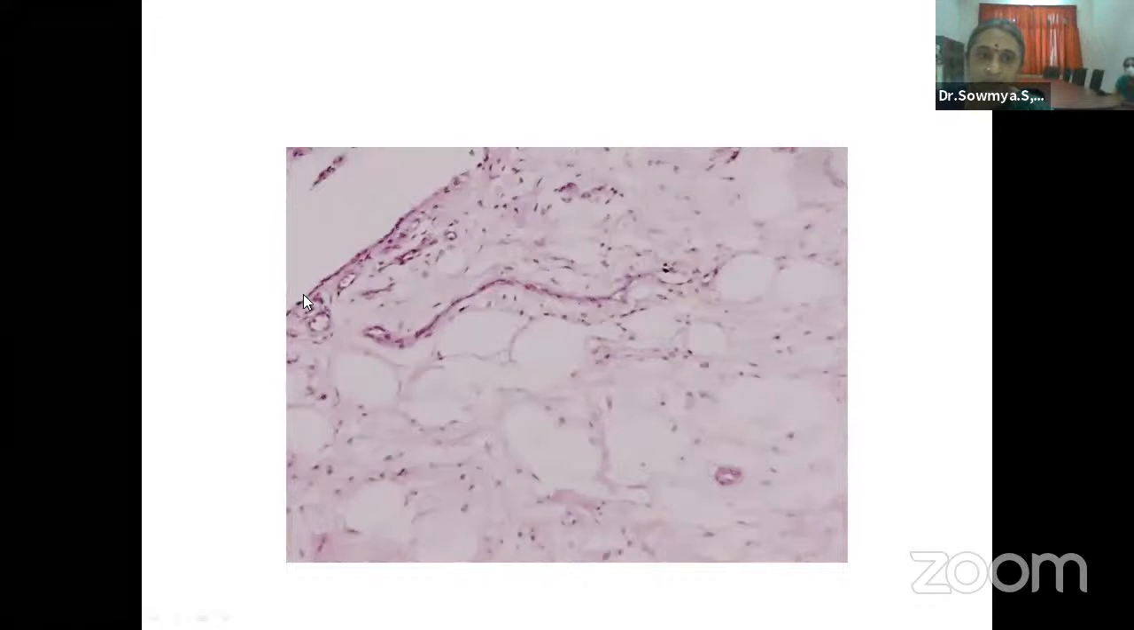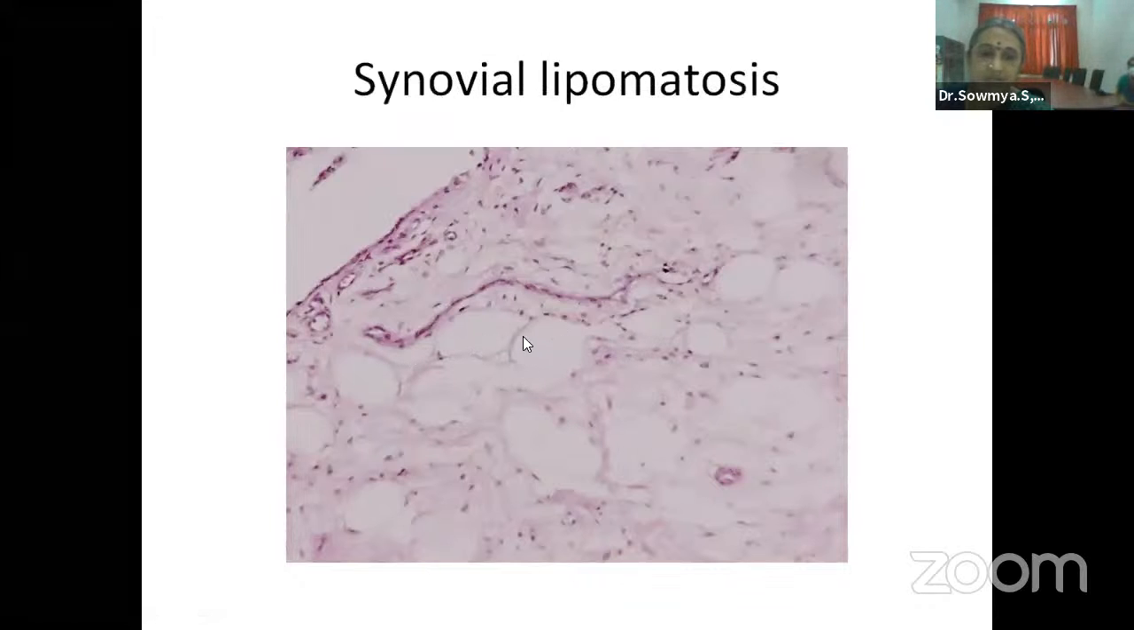Anyone can tell whatever is this condition? There is a synovial lining and you are seeing, what is this? This is fat tissue. Okay, so this is synovial lipomatosis.